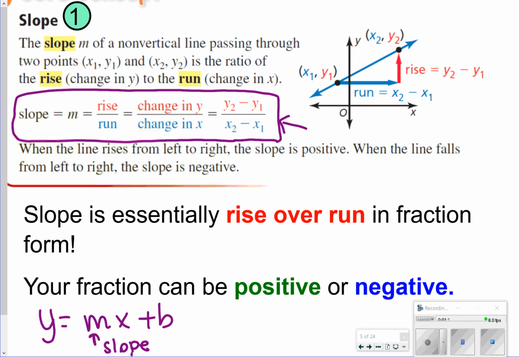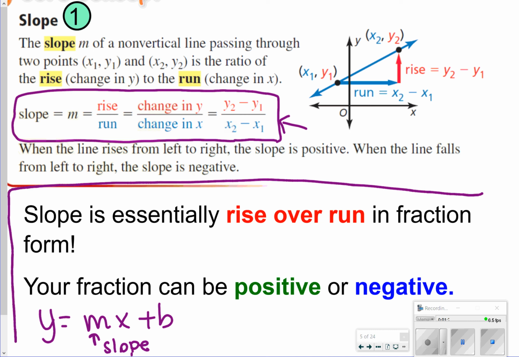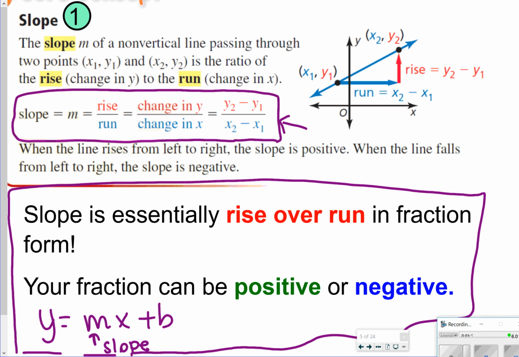When the line rises from left to right, the slope's positive. When the line falls from left to right, the slope is negative. Essentially, slope is going to be rise over run in fraction form, and your fraction can be positive or negative depending on what your slope is doing. I'm just going to get you to copy down what's in purple, unless you want to copy down the whole slide. Let's pause here so you can copy those things down in the box, and once you're done, click play.